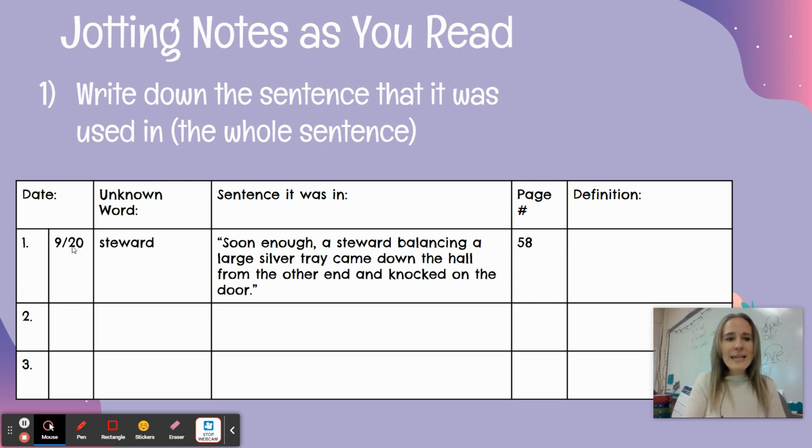Okay, you would put the date, you would put the word, you would pull out the sentence that it's from, making sure to have quotation marks at the beginning and end. And again, by this point in 3rd quarter, you would have "In the text it says." You would put the page number it's on, and then we would have to look up a definition.